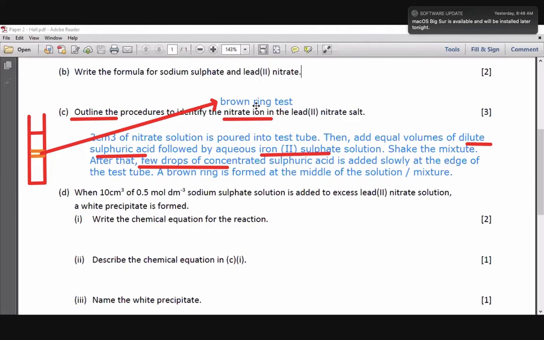Okay, I repeat once again. You add dilute sulfuric acid first for testing NO3 minus. Then you add FeSO4. Then you shake the mixture. Then you add concentrated sulfuric acid. Okay, this one you can do in the lab.